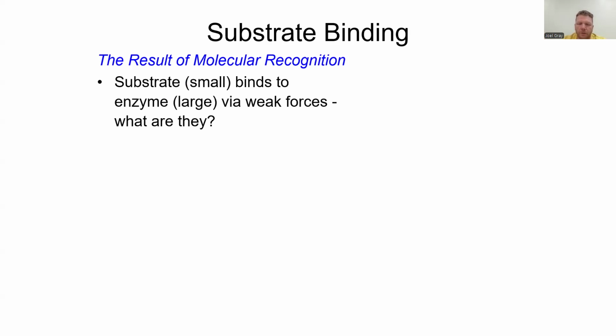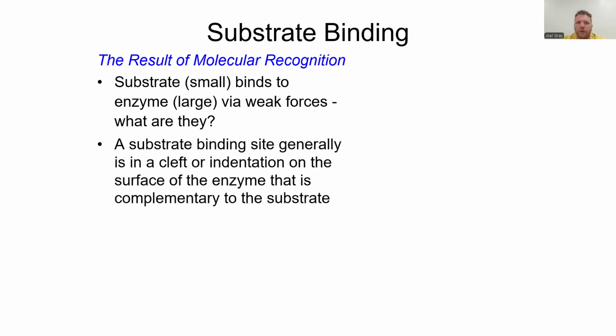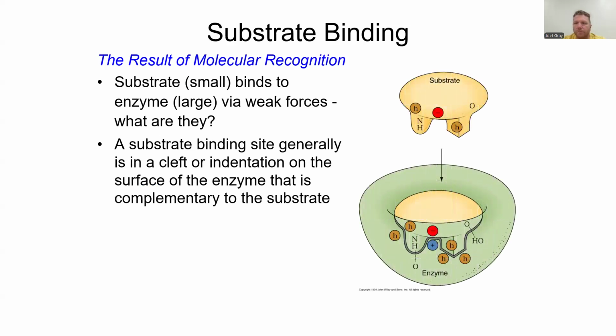Now, your enzyme is going to be that large thing that the substrate binds to. A substrate binding site generally is a cleft or an indentation on the surface of the enzyme that is complementary to the substrate. So here what we have is a model for that. This is a picture that's a little bit tricky. It's almost like an MC Escher painting, where you look at it from one angle and it distorts your perspective.